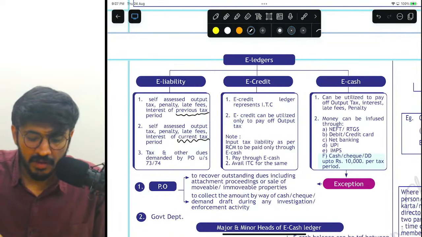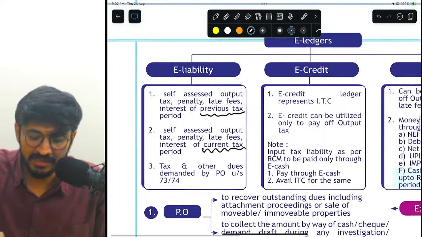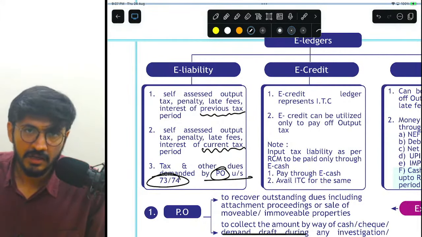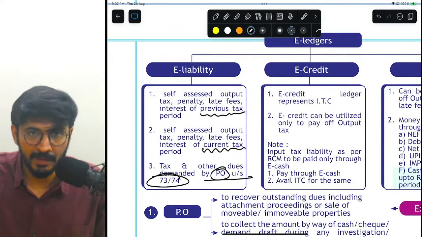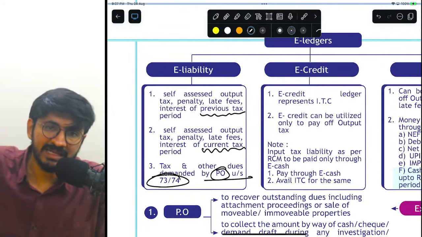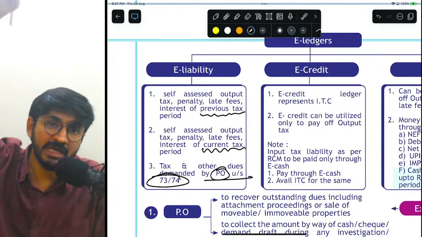And then, if there is any other tax liability that is raised by the proper officer under 73 or 74, you will pay the same. So in case your current tax period is May, first make sure that you pay for April. First April is paid, then May will be paid. Then let's say, for example, there is a tax liability for the period of January, you are supposed to pay 10 lakhs, but you only paid 8 lakhs. So a demand notice has got converted into a demand order, and you are now supposed to pay 2 lakhs for January month, and that demand was raised in the month of May.